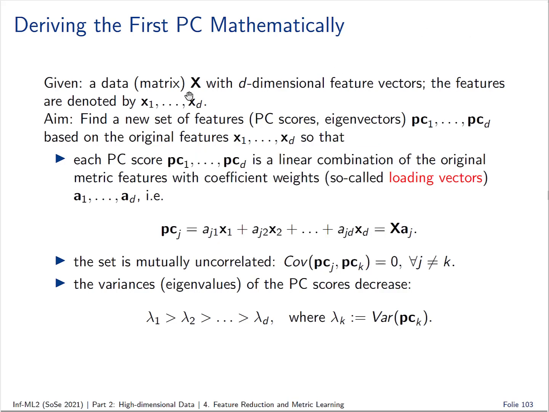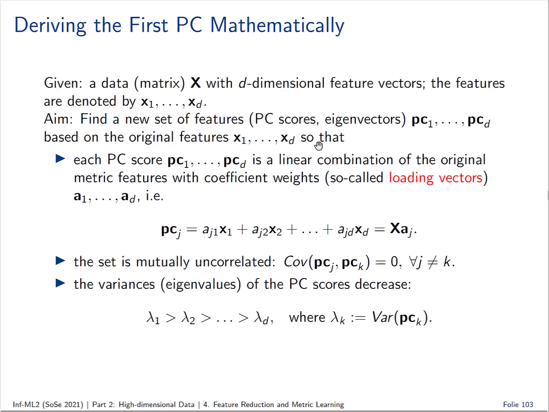So how to derive the PCs mathematically? Well, first of all, the first PC. We have a given data set in a matrix notation here with d-dimensional feature vectors. So we have d features that are denoted in the following as x1 to xd. And the aim is to find a new set of features, which we call PCs, principal components, or PC scores, sometimes also eigenvectors. We will denote them as PC1 to PCd. Since we have d features, we also get d principal components, and they are based on the original features.